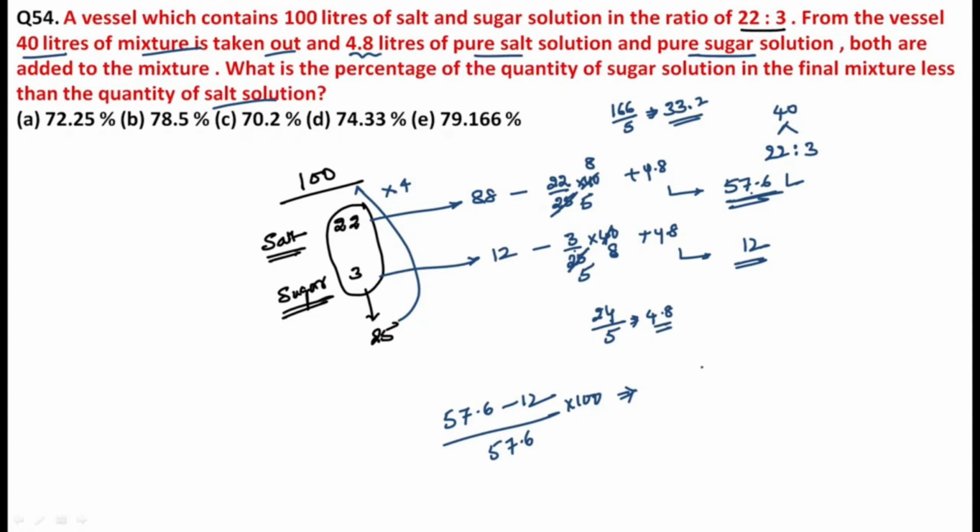57.6 minus 12 means the value becomes 45.6 divided by 57.6 into 100. You can cancel the decimal, guys. 456 by 576 into 100. Just find the value. You just take an approximate value. So everything is 72. Just go through the calculation. Make it fast. Just tell me what is the value for this one.